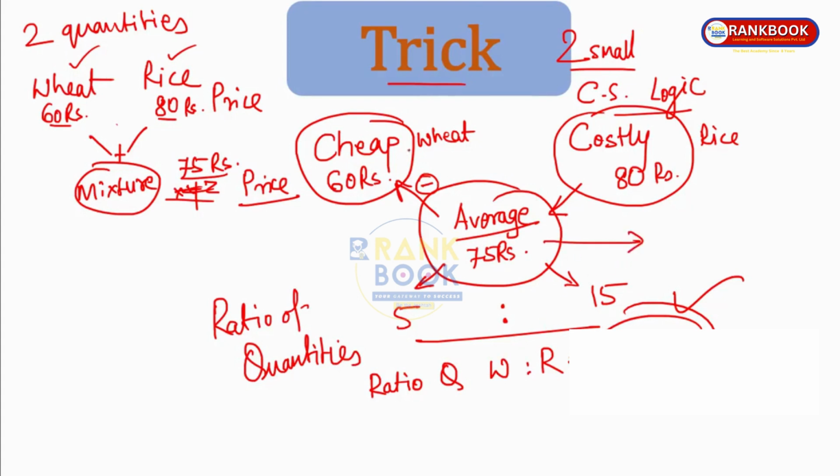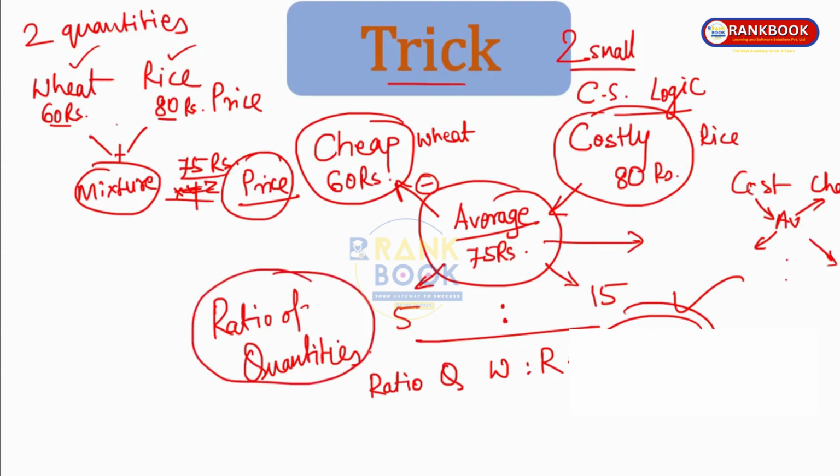If you remember this trick: write the cheap one on the left hand side, write the costlier one on the right hand side. You can even reverse it. You can have costlier over here and cheap over here, and you will have the average in between. So costly minus average would give you one value, average minus cheap would give you another value, and that would be just the ratio. Price has to be written over here. Ratio of quantities would be obtained here at the bottom. Just remember this trick. This would make life very easy and help you solve mixture problems very fast.